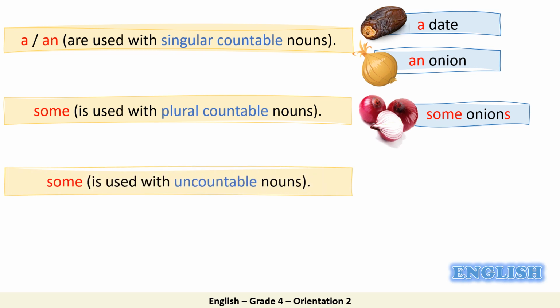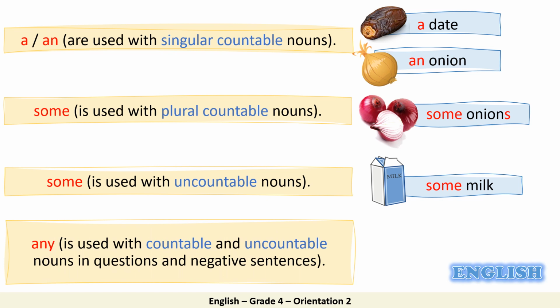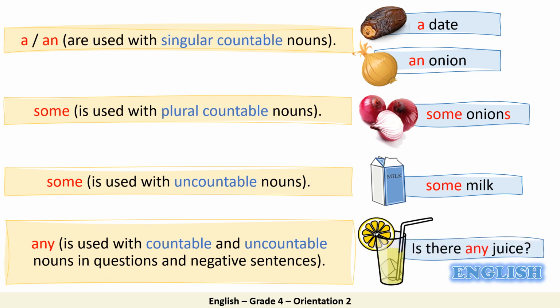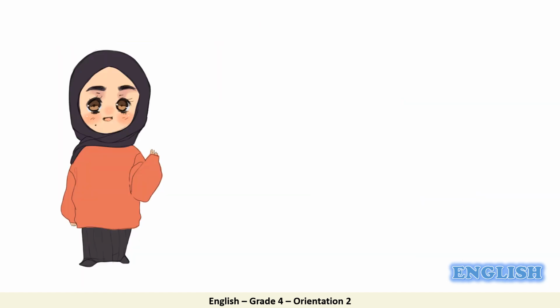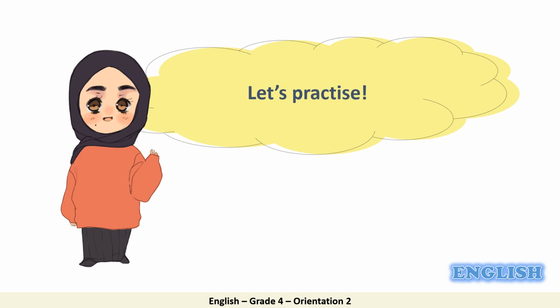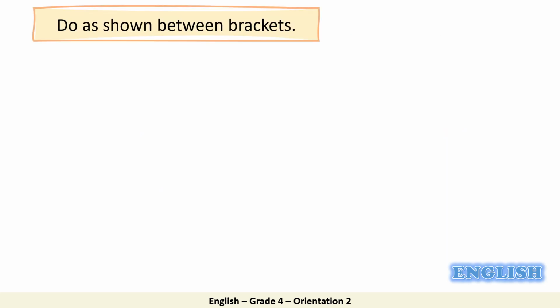Also, some is used with uncountable nouns. Look at the example, some milk. We can't count the milk. Any is used with countable and uncountable nouns in questions and negative sentences. For example, is there any juice? Now, let's practice. Do as shown between brackets.